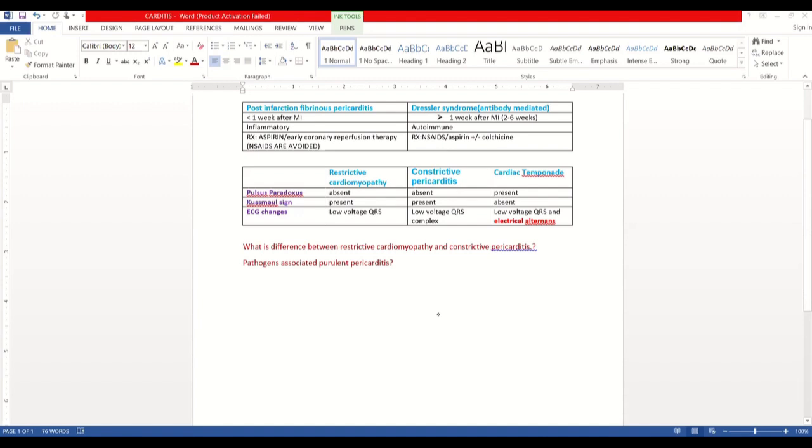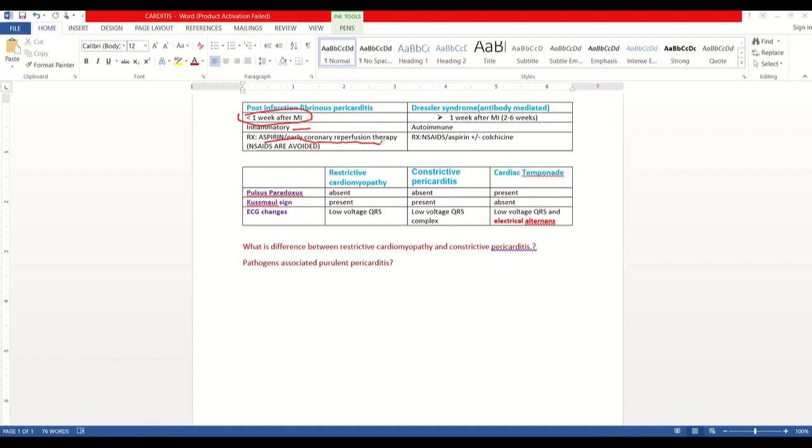Yes. Okay, so these are some high yield points related to pericarditis. The post-infarction fibrinous pericarditis is post-MI pericarditis, right? It occurs less than 1 week after the MI, and it is due to the inflammatory process. The treatment is aspirin or early coronary reperfusion therapy. Sometimes they give you aspirin, sometimes they ask about early coronary reperfusion therapy.